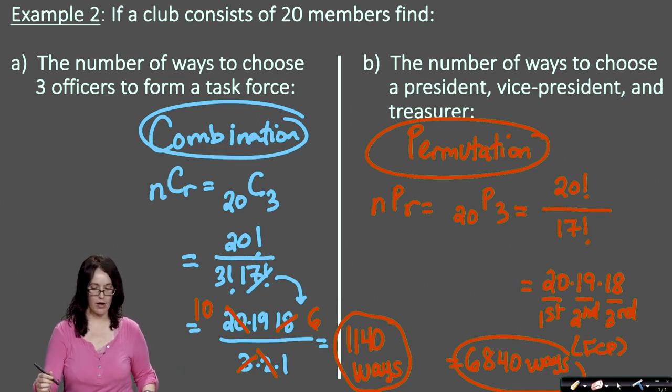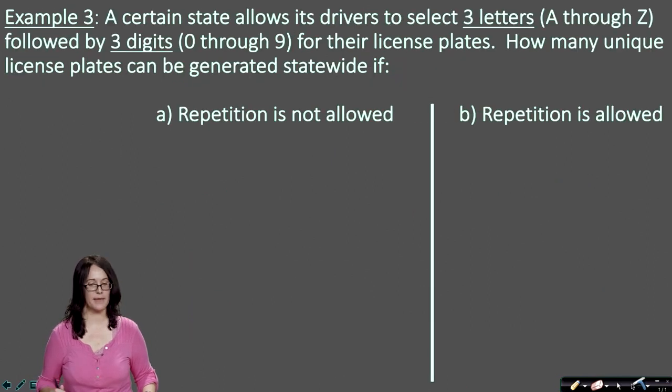Okay, we're going to head off to our next example and see if we can continue figuring out which is which. Example 3. It says a certain state allows for its drivers to select 3 letters from the English alphabet, A through Z. By the way, that's 26 letters, so that's what we're choosing from, a pile of 26 letters. Followed by 3 digits, 0 through 9.